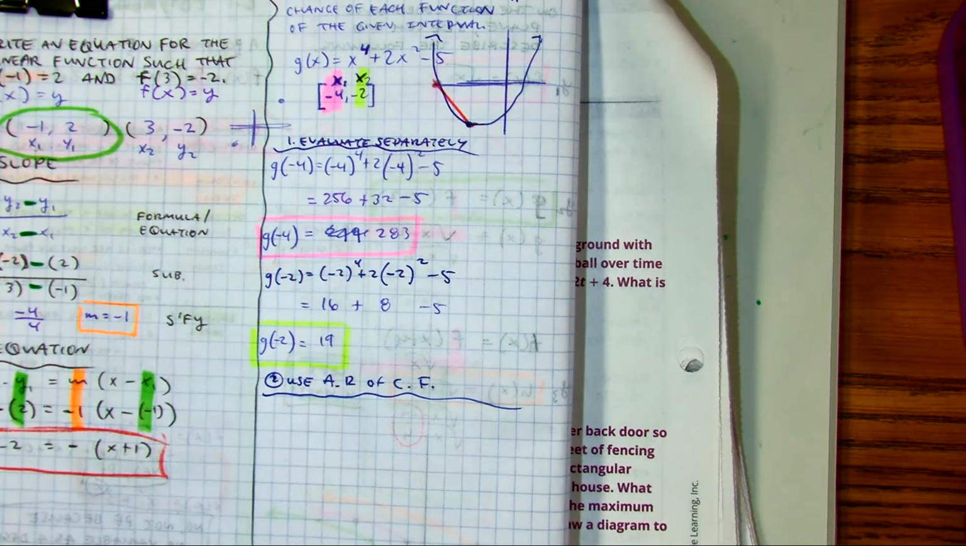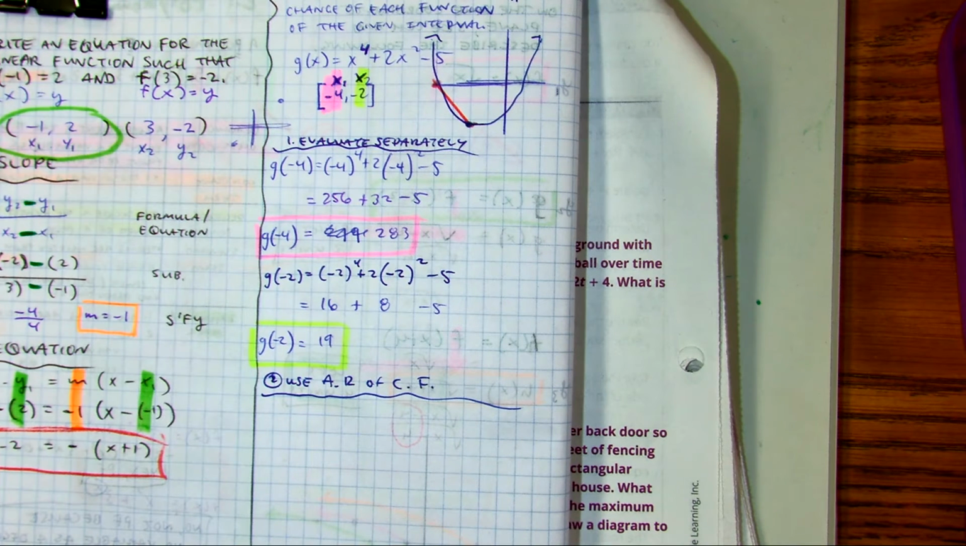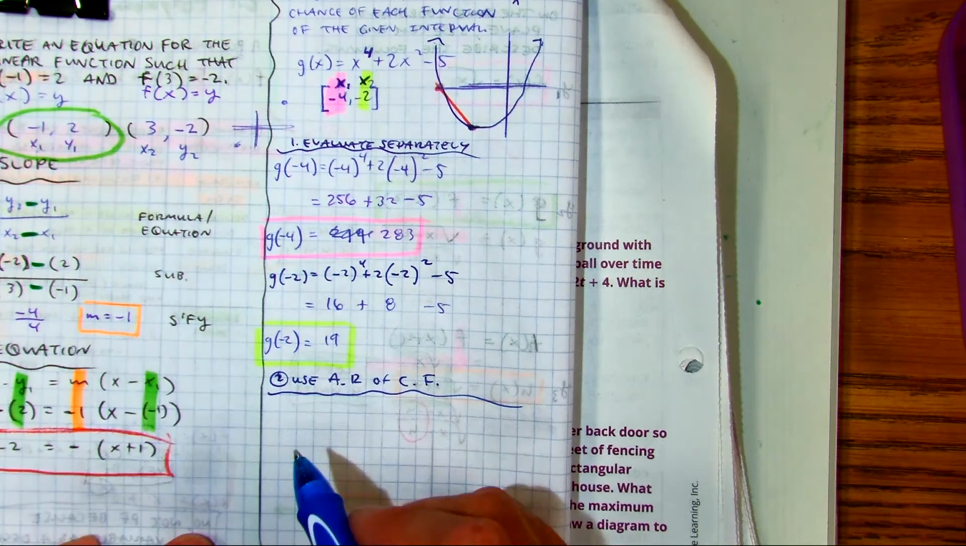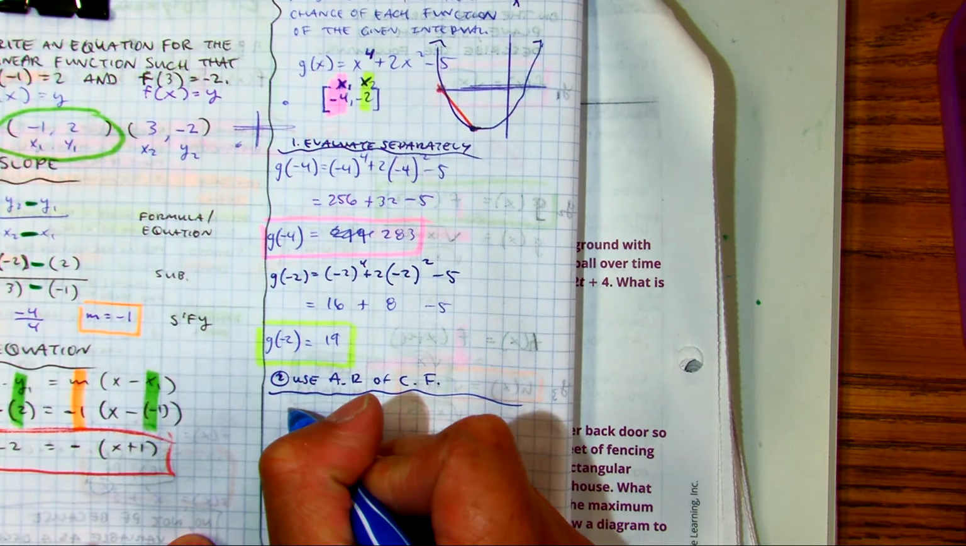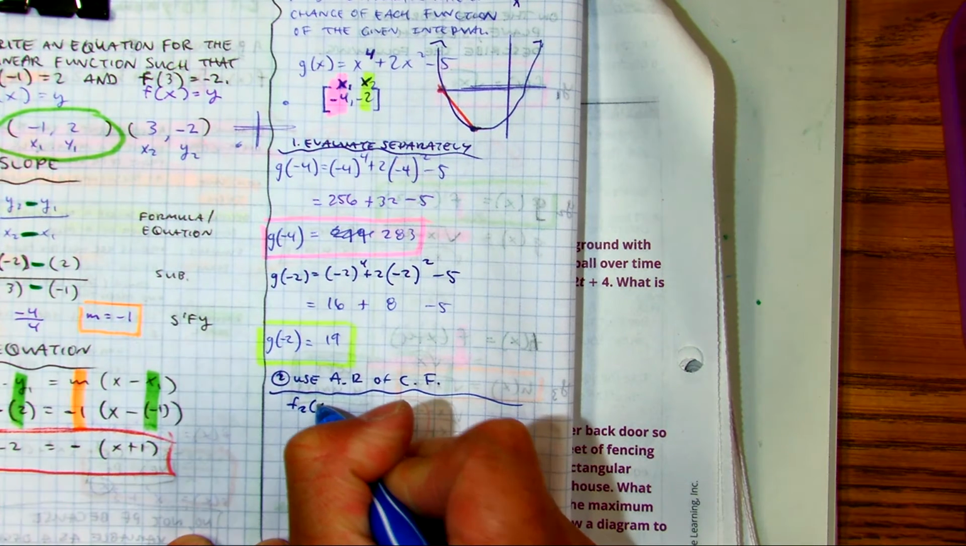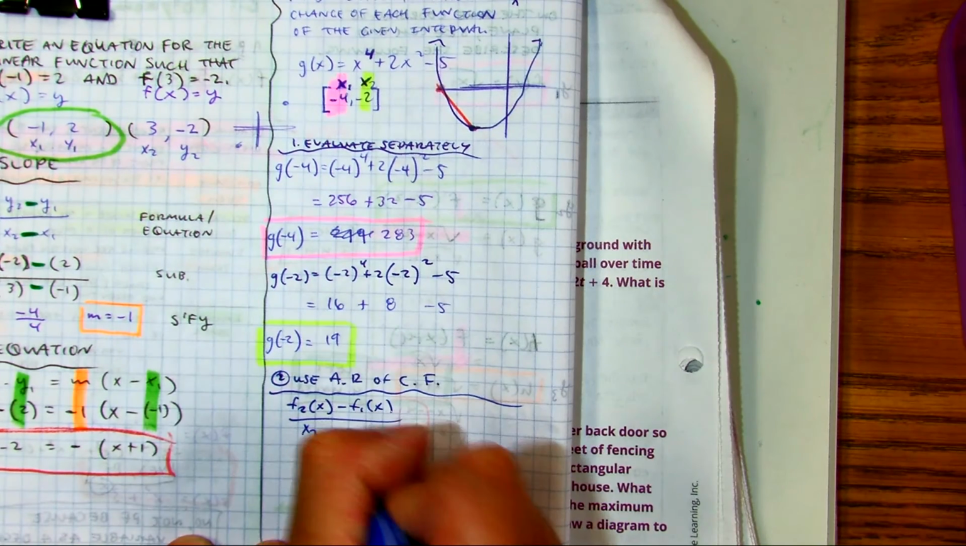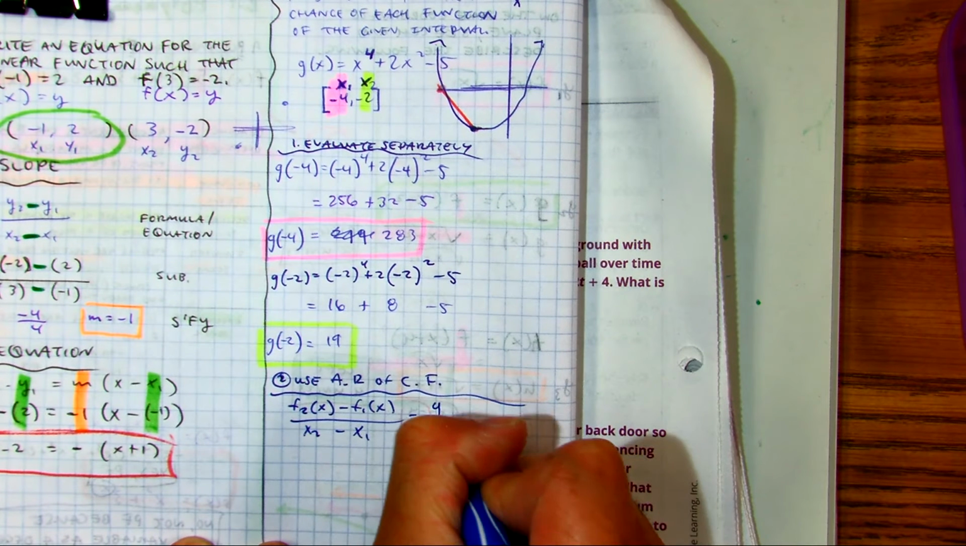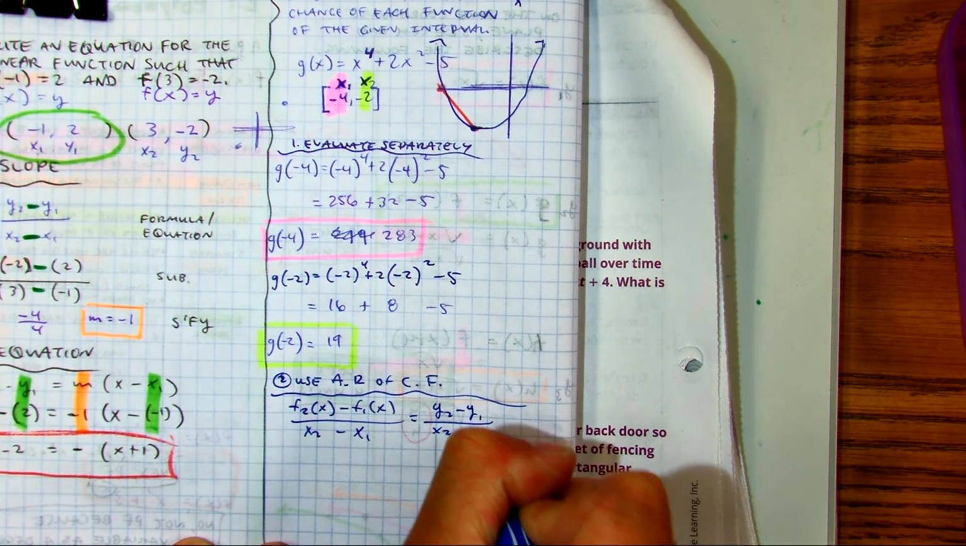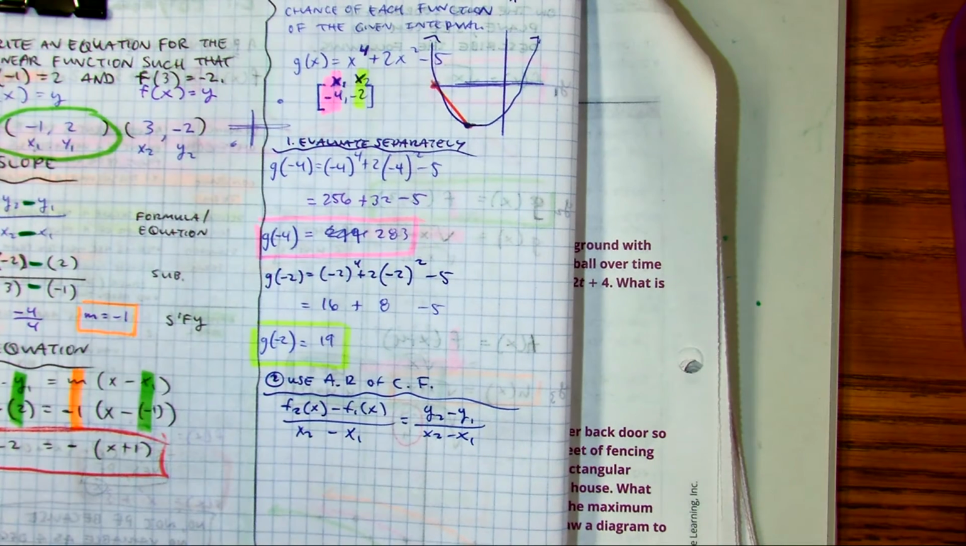Partner A, tell partner B, what is the average rate of change formula? Damien, what is our formula for the average rate of change? F of x2 minus f of x1 over x2 minus x1. Or super simply, I can just write y2 minus y1 over x2 minus x1. Is that okay? Yeah. Okay. So where do I get this from?